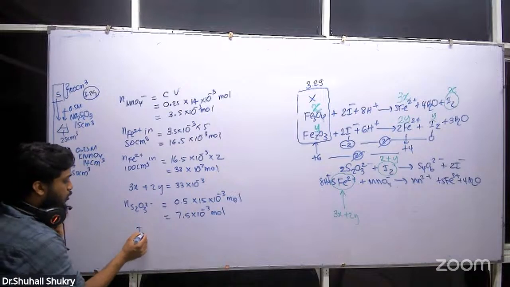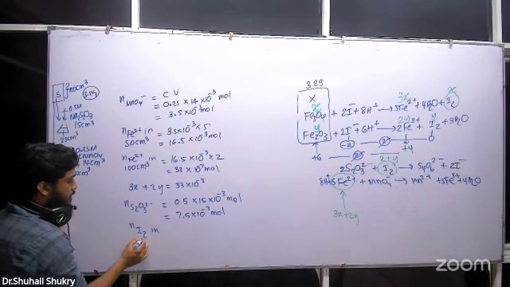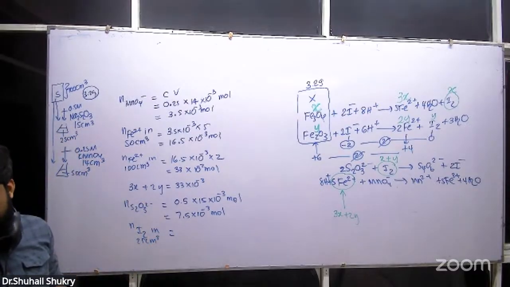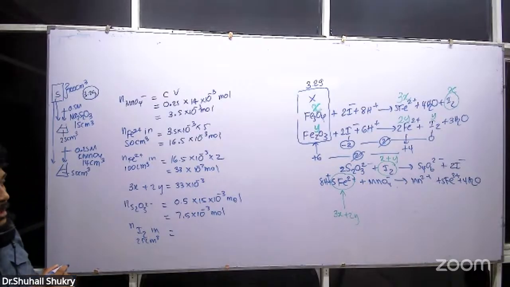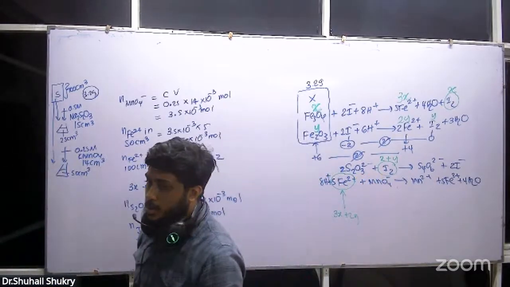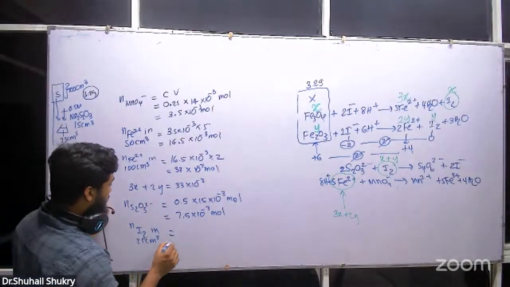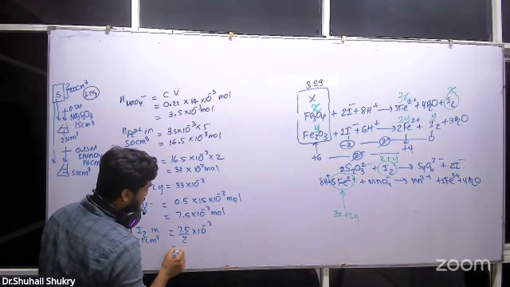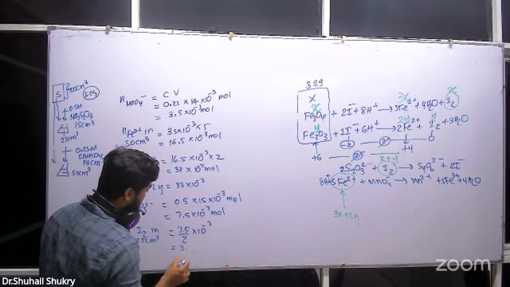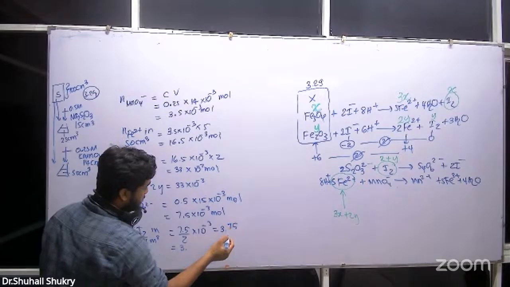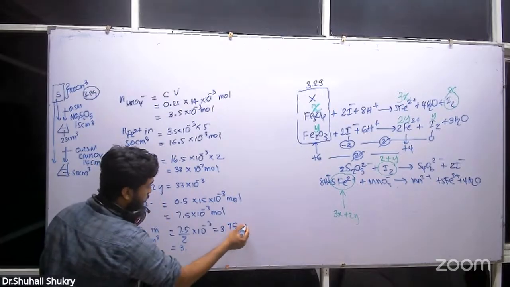Using this, I can find the I2 in 25 centimeter cube, right? This is in 25. I2 in 25. Can you understand? But listen, can you see I2 is half of thiosulfate? I2 is half of thiosulfate, right? Then 7.5 divided by 2 into 10 to the power minus 3. 7.5 divided by 2 is equal to 3.75 into 10 to the power minus 3 moles.